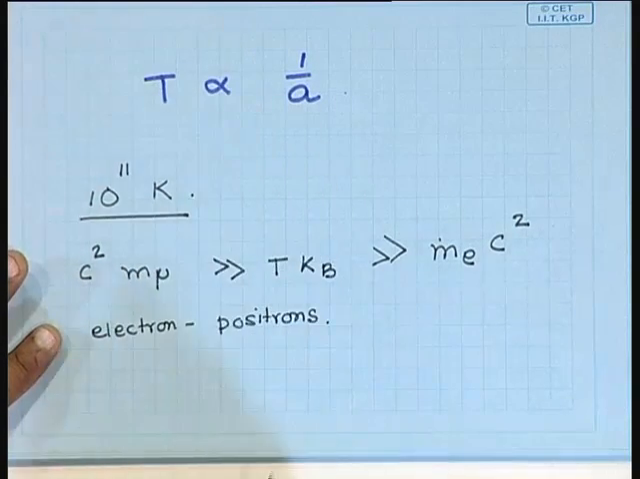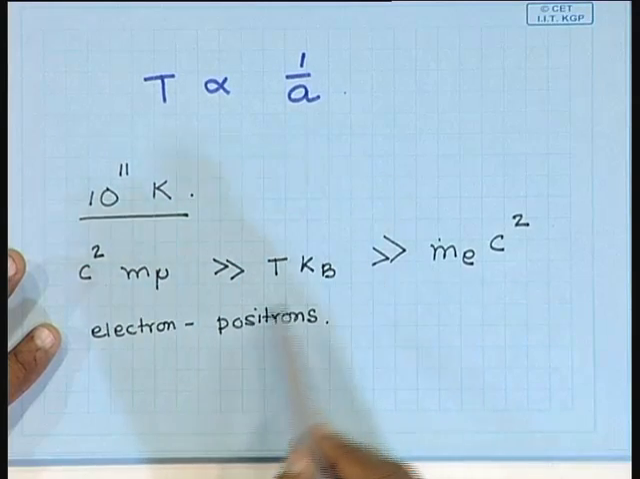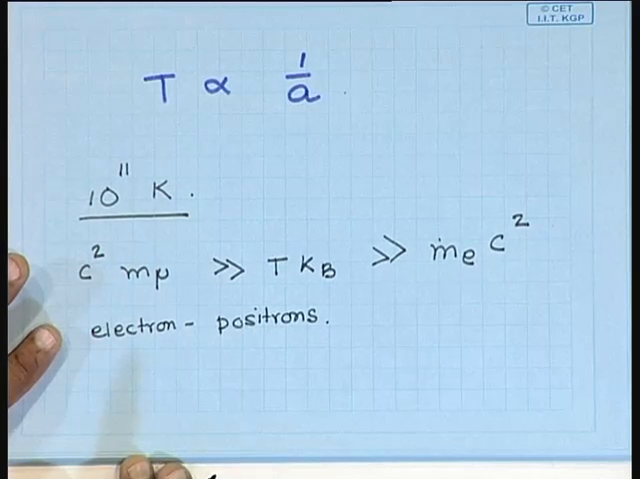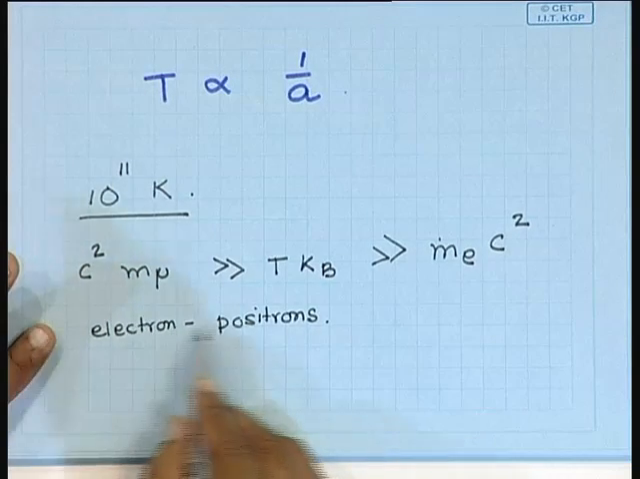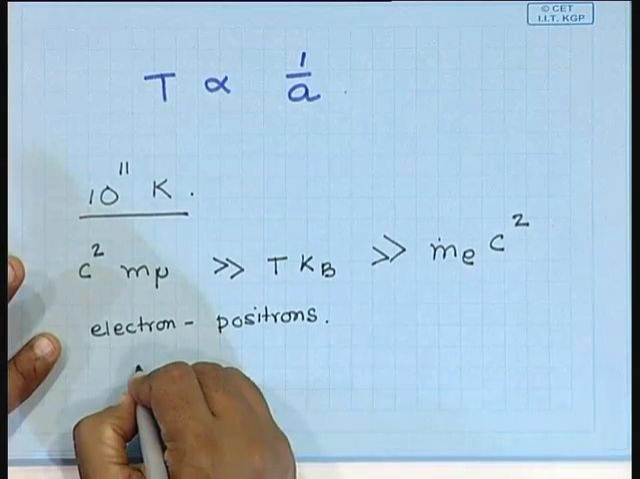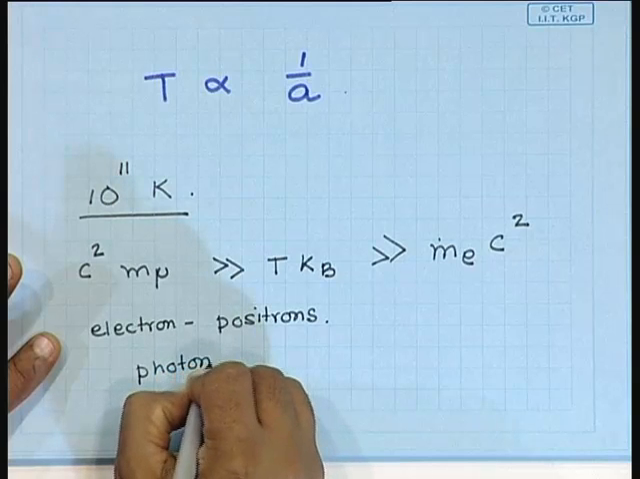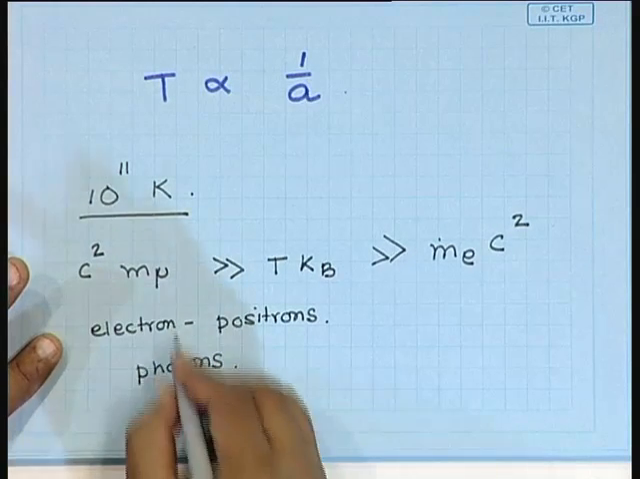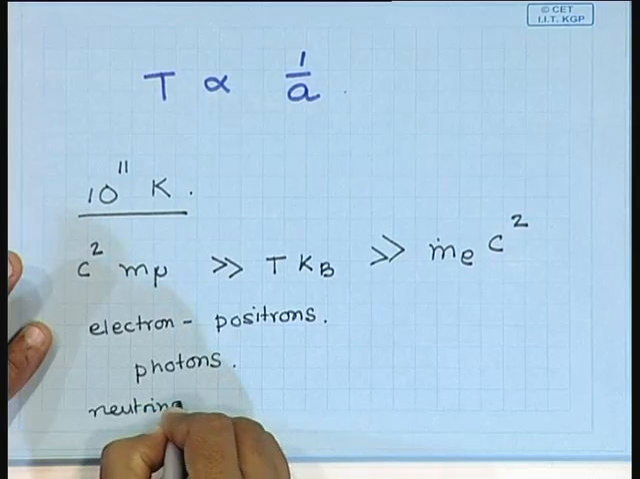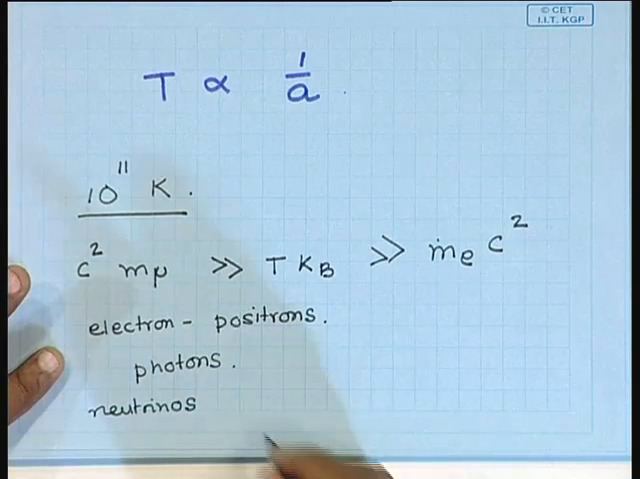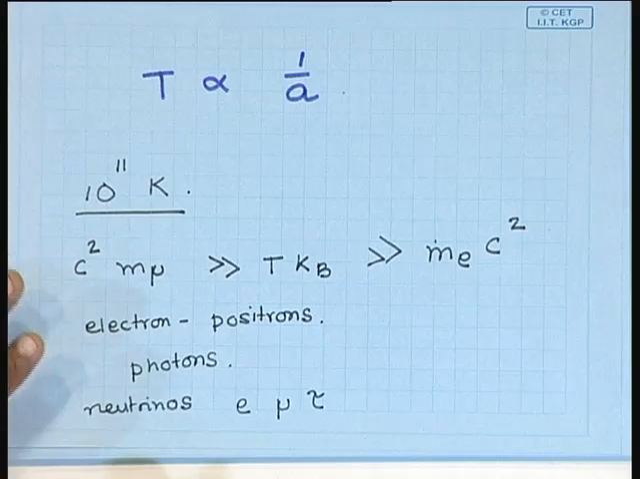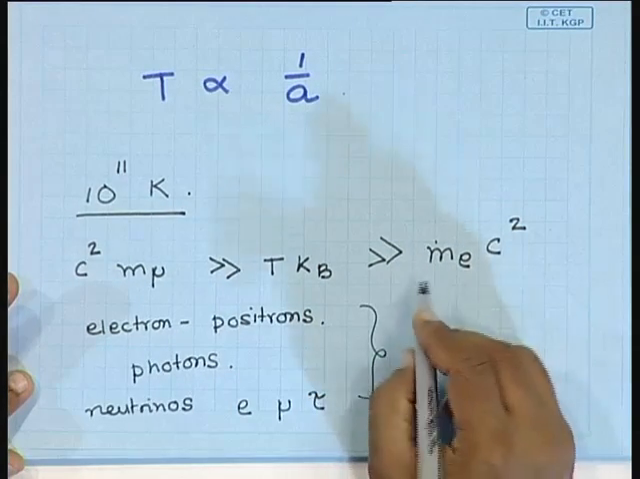The temperature of this radiation is larger than the rest mass of these particles. So, you can have pair production, you can have electrons and positrons being produced from photons, and again these two can combine to give you photons. So, this process occurs, and you have these electron positron pairs, you have photons, they are in equilibrium, and you also have neutrinos. There are neutrinos of 3 kinds: the electron neutrino, the mu neutrino, and the tau neutrino. All of these are in thermal equilibrium.